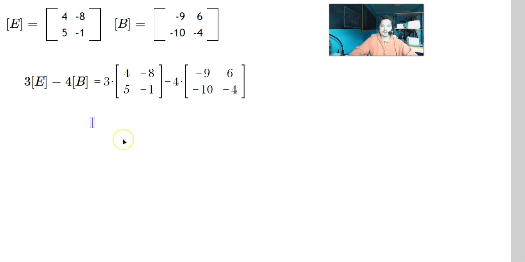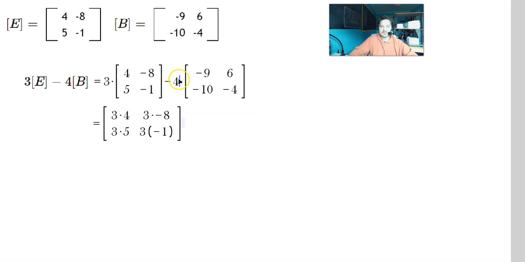So we have to figure out an order of operations. We're just going to distribute the 3 and the -4. So you're going to have, in other words, a new 2 by 2 that will look like 3 times 4. The next one will be 3 times -8. Next one here will be 3 times 5. And then the next one is going to be 3 times -1. Just distribute the 3 to each entry of the first matrix.